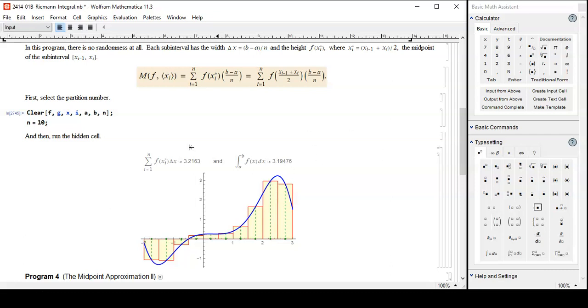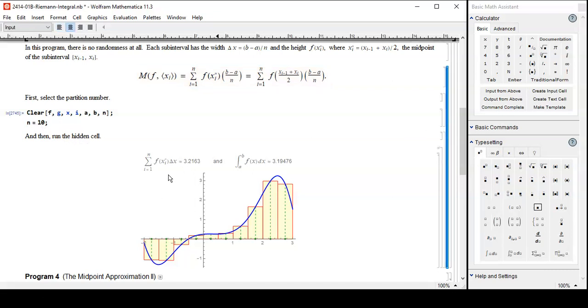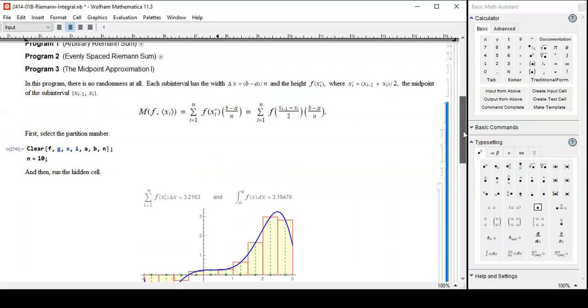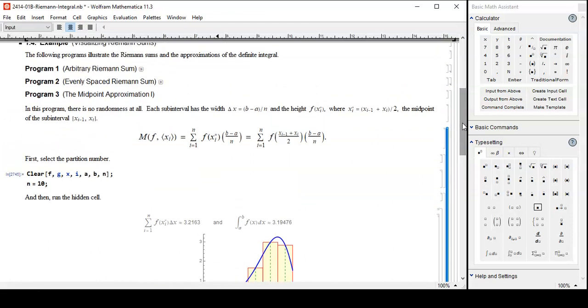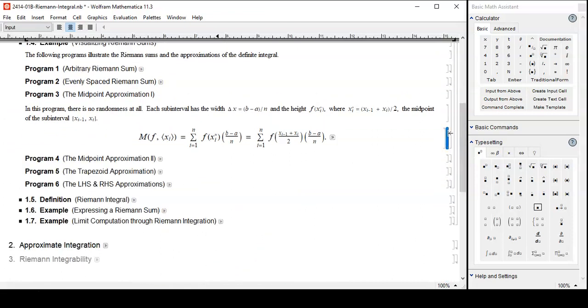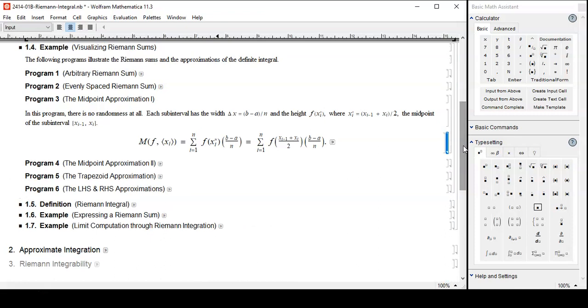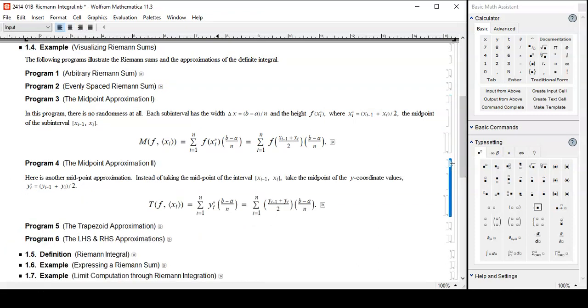In order to see this better, I'm taking only 10 intervals. But despite just 10 intervals, I get a very decent approximation. That's one way to use the midpoint. It's called the midpoint approximation. Now, another way to use the midpoint approximation is to do this. Instead of using the midpoint of the x-coordinate, let's use the midpoint of the y-coordinate.